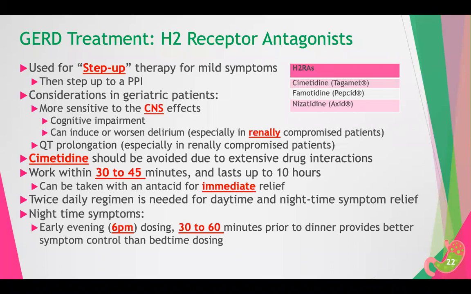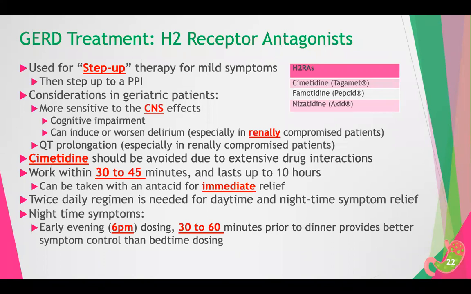But with these medications, they are on the Beers criteria. We have to be careful with them because older patients are more sensitive to the CNS effects. They can potentiate cognitive impairment, and they can induce or worsen delirium, especially in those patients who are renally compromised. They can also cause QT prolongation, specifically in those who are renally compromised as well. Cimetidine should be avoided due to extensive drug interactions, and many of our older patients will be taking many medications. So cimetidine should possibly be avoided at all costs.